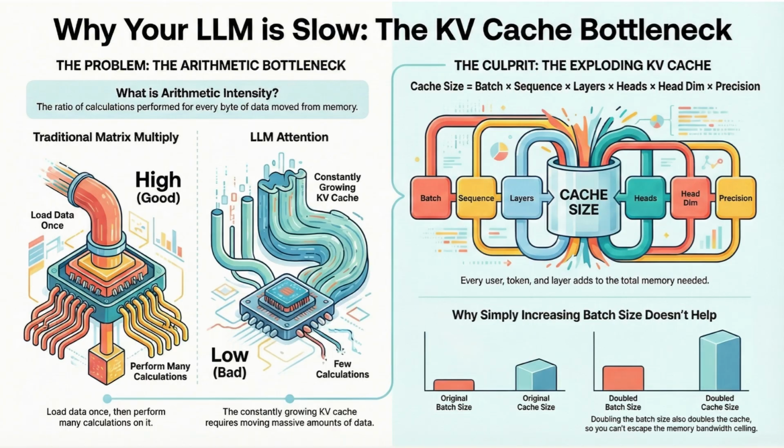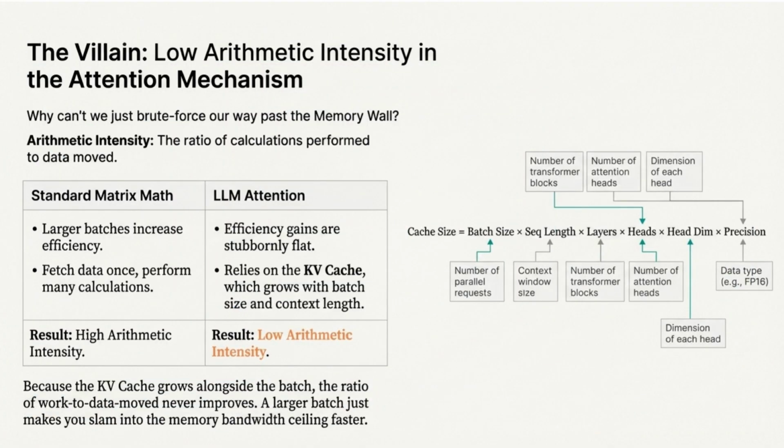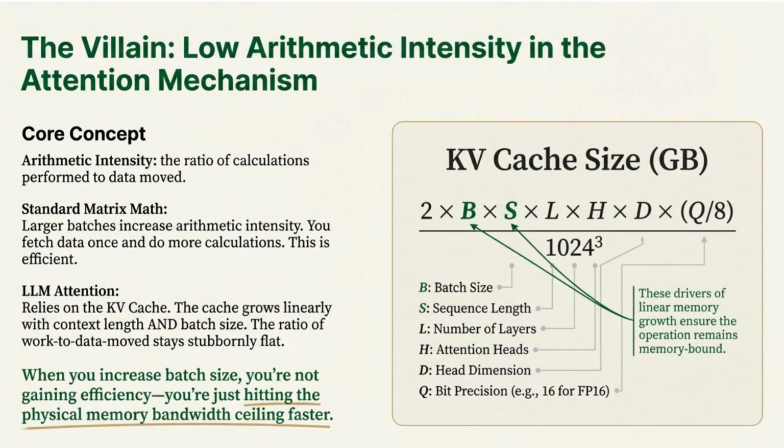For normal matrix multiplication, arithmetic intensity is high. You load data once, you do lots of calculations on it. That's why batching helps. More batch, more calculations per data load. But LLM attention is different. There's something called KV cache. And here's the problem. This cache grows when you increase batch size and when conversation gets longer. Look at this formula. Cache size equals batch times sequence times layers times heads times head dimension times precision.